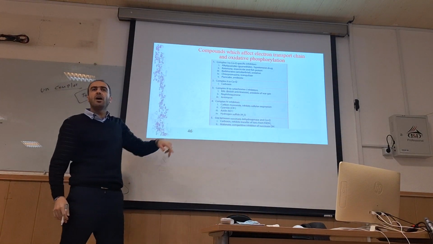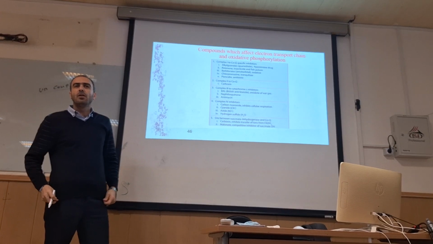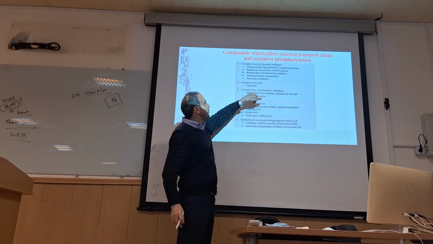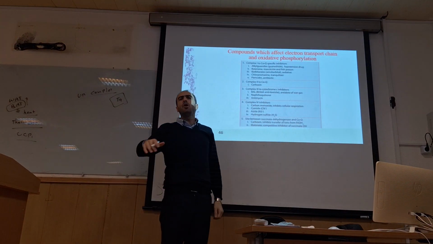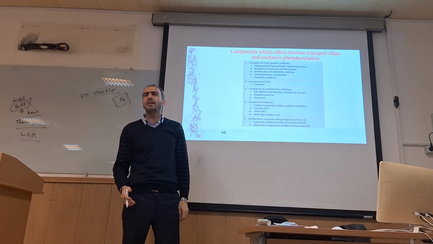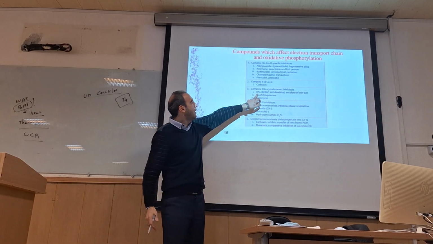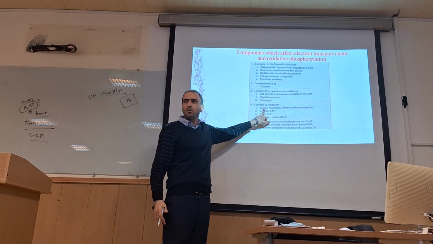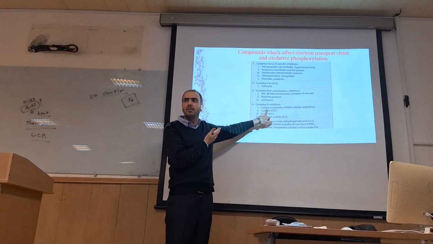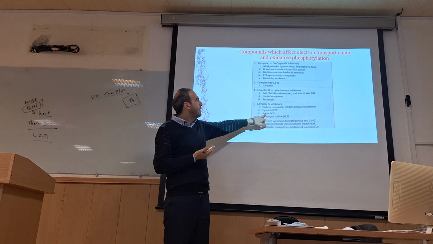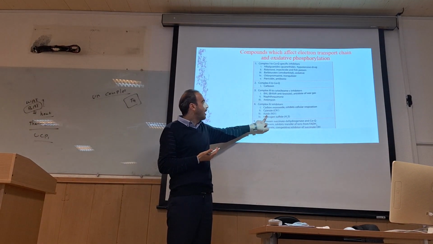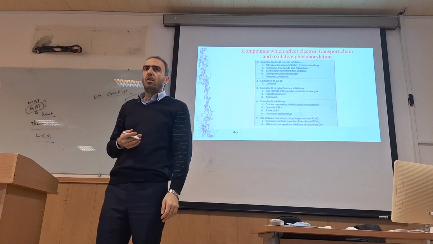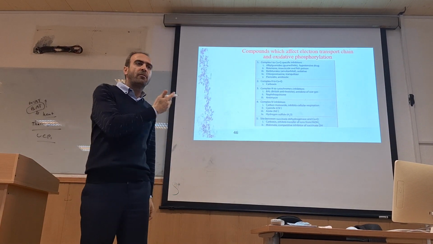Here are the inhibitors: the complex number 1 inhibitor, complex number 2, 3, 4. The most well-known inhibitor acts on complex number 4: cyanide and carbon monoxide. One of the reasons carbon monoxide is so dangerous is that it is an inhibitor of complex number 4. Silent killer. Also cyanide, azide, and hydrogen sulfide, H2S. And in air pollution, we have carbon monoxide.